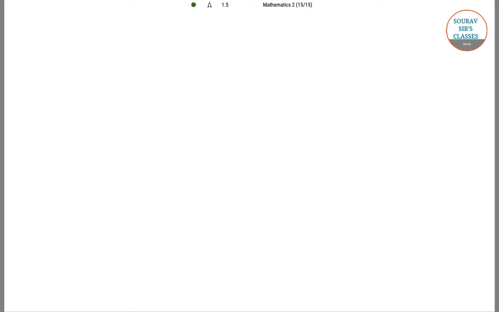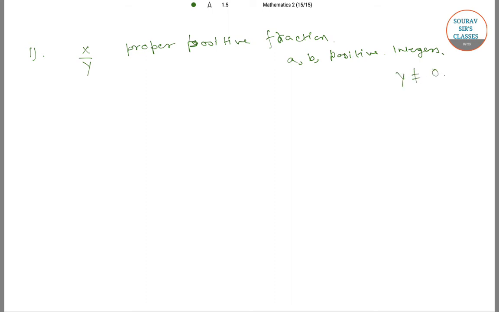Now there are certain properties of these fractions. The first one is that if x by y is a proper positive fraction and a and b are some positive integers, where y is not equal to 0, then x plus a divided by y plus a is greater than x by y, and x minus a divided by y minus a is less than x by y.